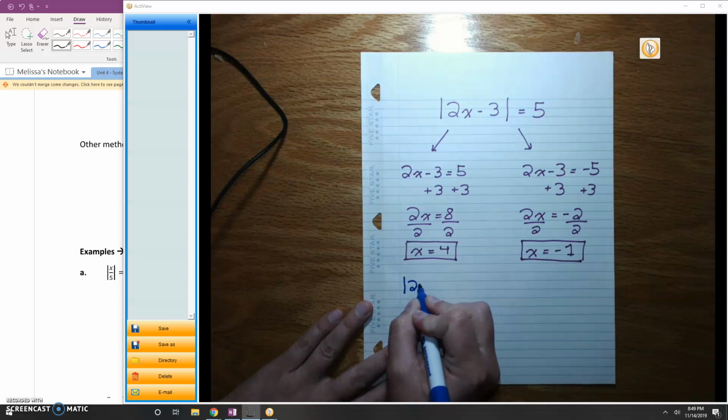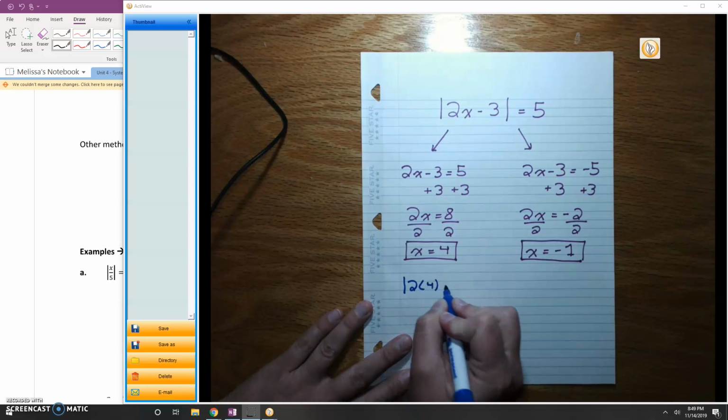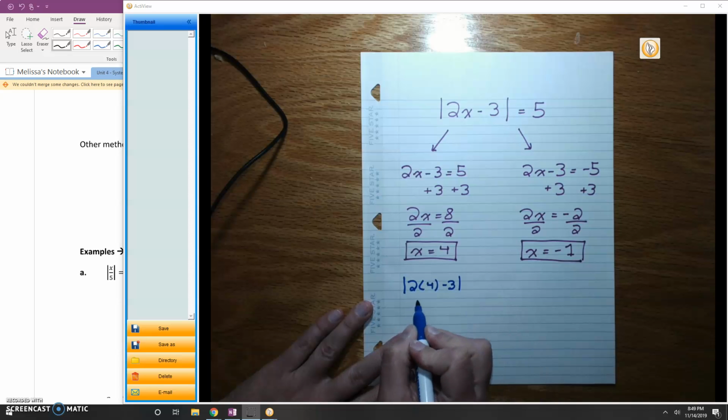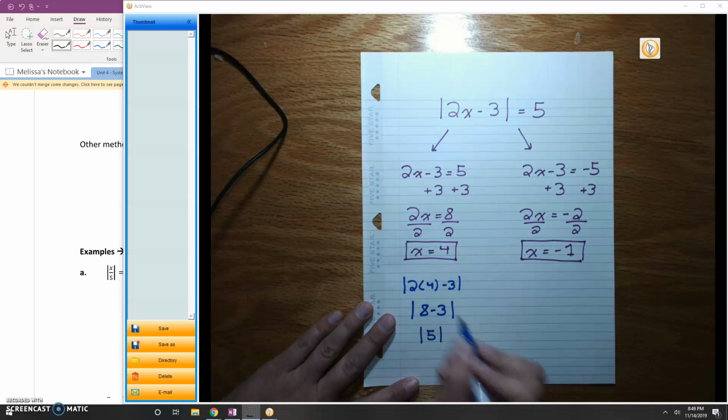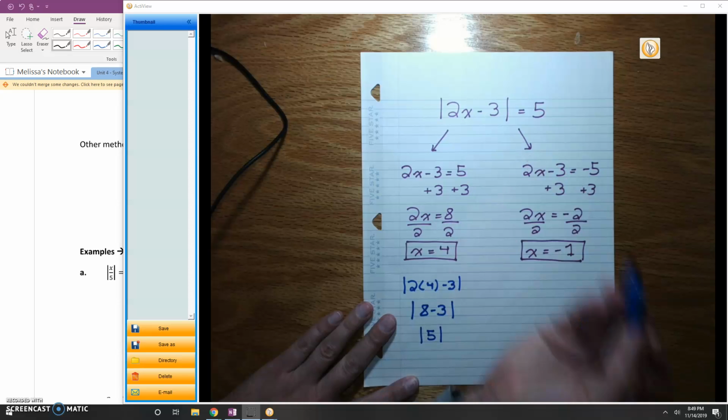I'm left with the absolute value of 2 times 4 minus 3. Well, 2 times 4 is 8, so I have absolute value of 8 minus 3. And finally, 8 minus 3 is 5. The absolute value of 5, sure enough, is equal to 5.